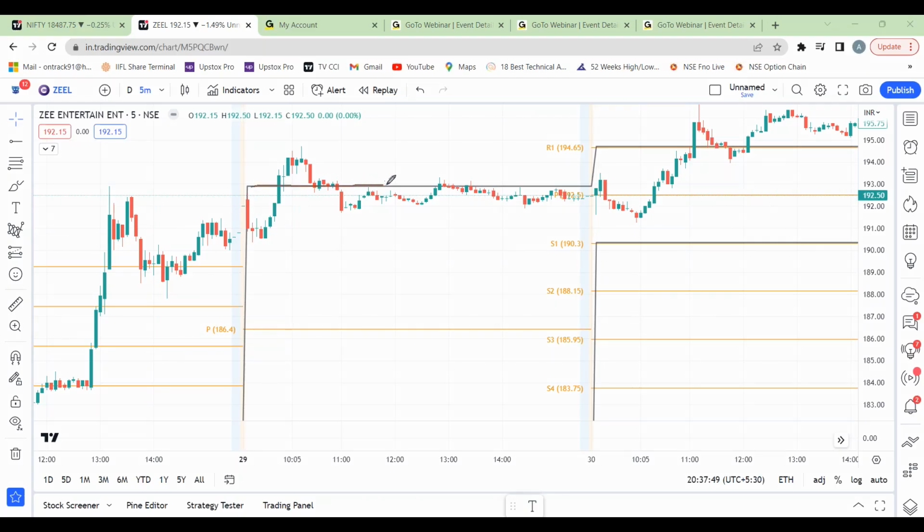Stock was trading in the range, correct? It is below previous day high and above previous day low. So this becomes the range. So it was a range bound trading. See, stock will not move. This is a no trading area for any stock. Waste of time.